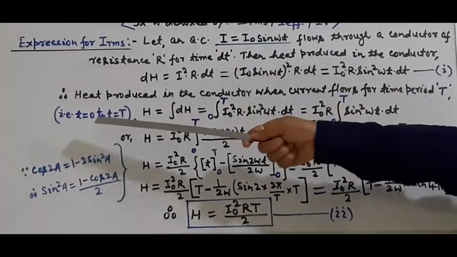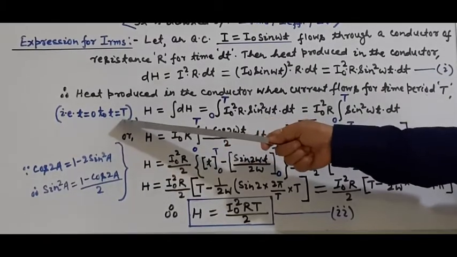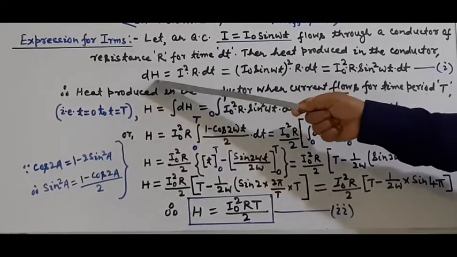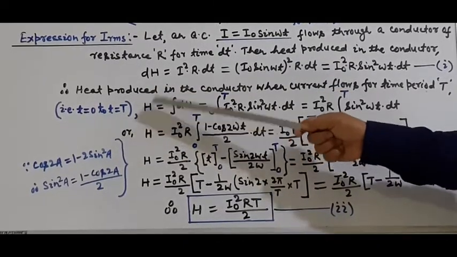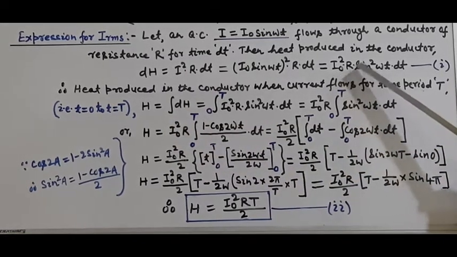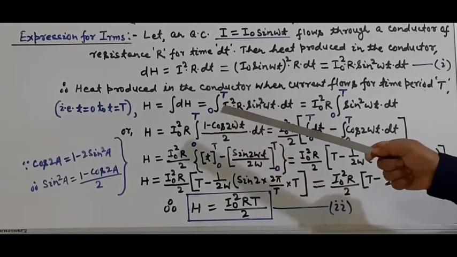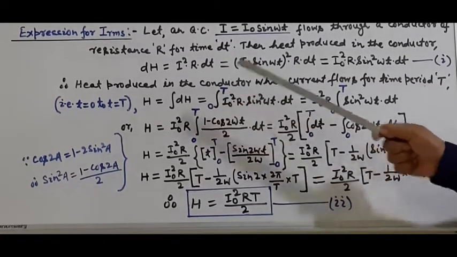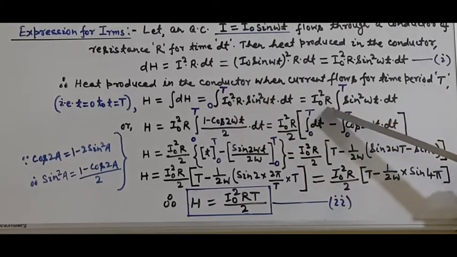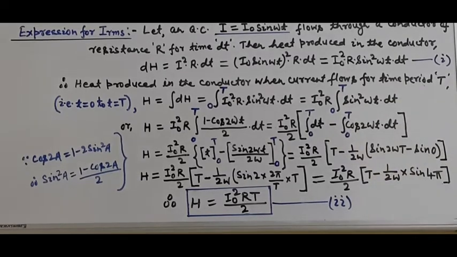Full cycle means from t equal to 0 to t equal to capital T, where capital T is the time period. So what is the total heat produced? Integrate equation number 1. The total heat H is the integral of dH, and the value of dH is I naught square R sin square omega t dt. Put it over here, and the limits will be 0 to capital T. I naught and R are both constants, so take I naught square R out, and sin square omega t dt will be integrated.